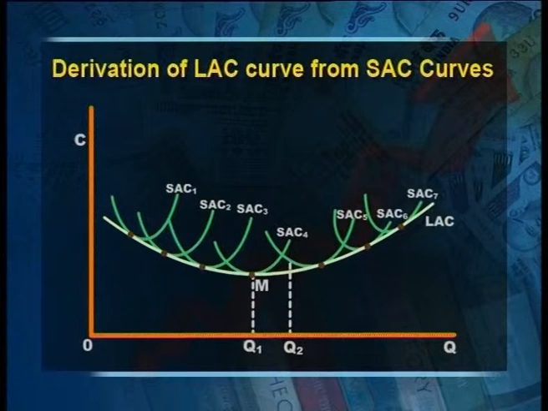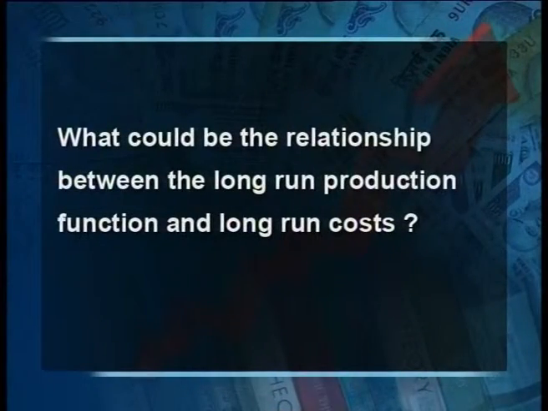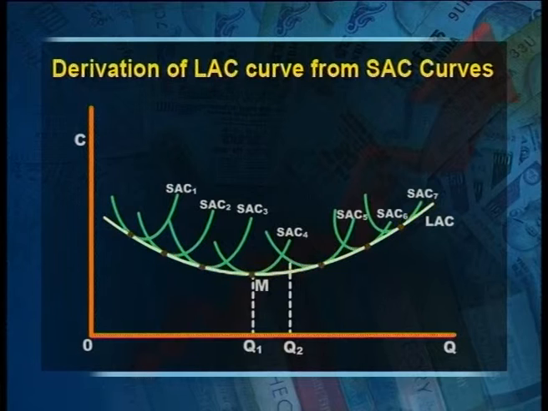Thus, the plant size whose costs are indicated by SAC4 is referred to as the optimum size or scale of the plant. Now, let us analyze what could be the relationship between the long-run production function and long-run costs. Look at the shape of the long-run average cost curve. The shape of the long-run average cost curve is a flatter U-shape.